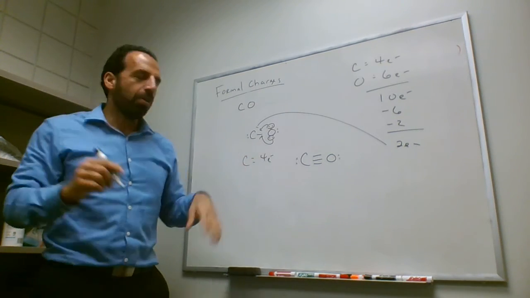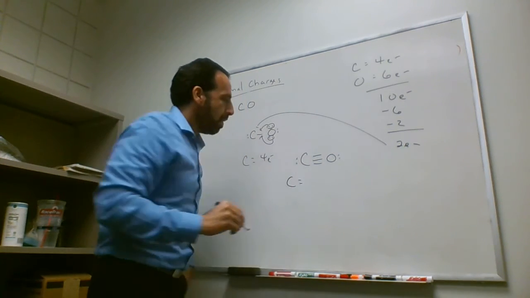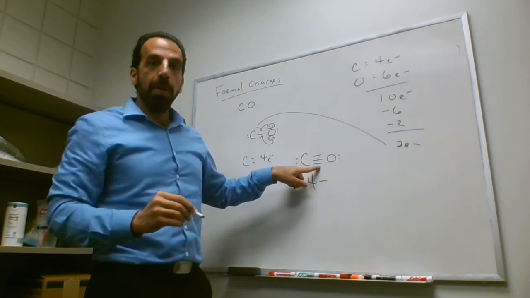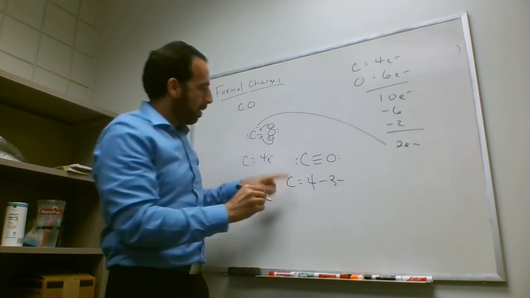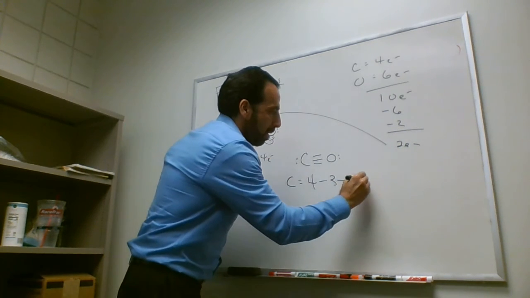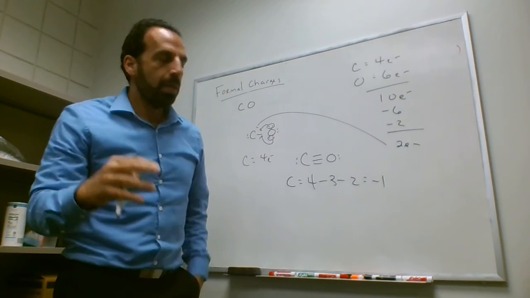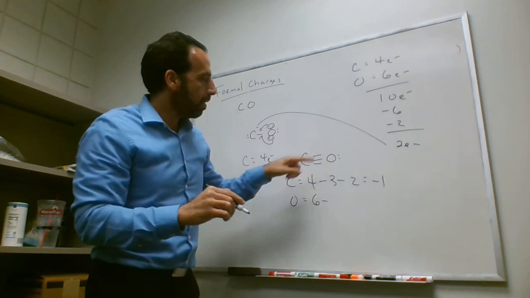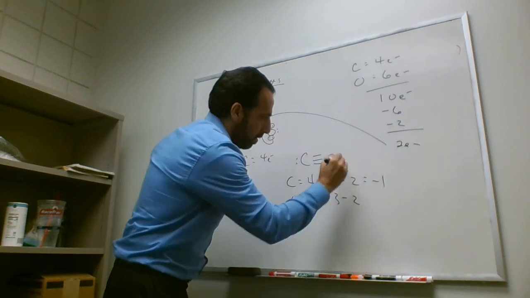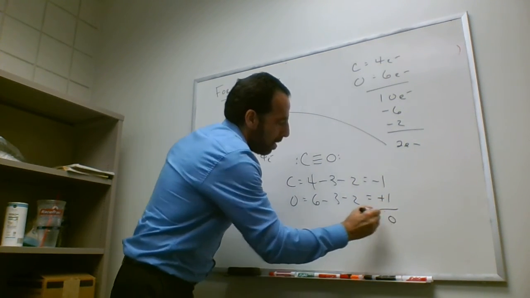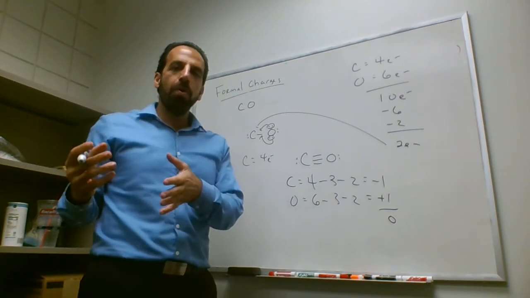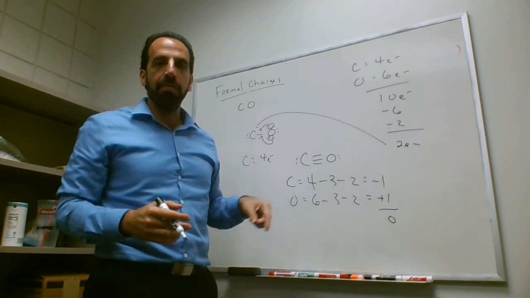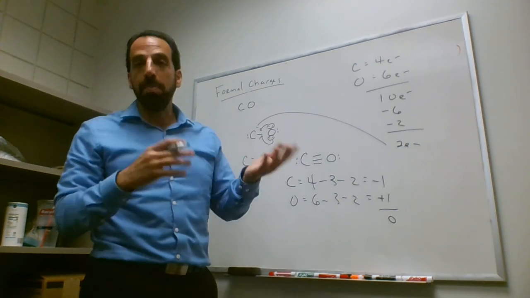But let's take a look at the formal charges. Let's look at carbon. Carbon, the number of valence electrons is 4, minus 3 bonds, minus 2 electrons. So its formal charge is -1. And then oxygen, 6 is the number of valence electrons, minus 3 bonds, minus 2, so +1. So that adds up to 0. Even though oxygen is more electronegative, it has a positive formal charge, and carbon has -1. So again, those rules don't always work perfectly.